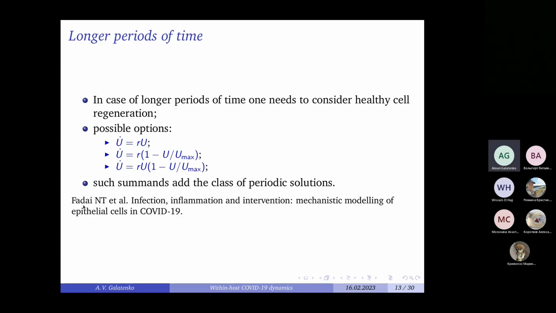The paper linked here describes various ways of modeling cell regeneration. In some conditions, the authors advise to use one model, in some conditions another model. It depends on the disease type and on the model under consideration. For instance, the situation for cell lines and the situation for in vivo experiments are different.